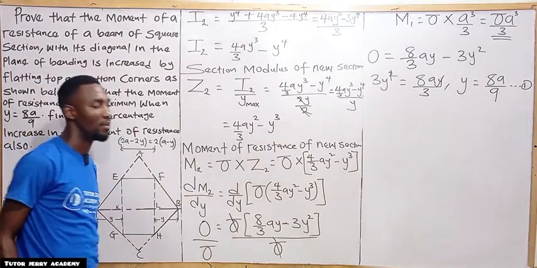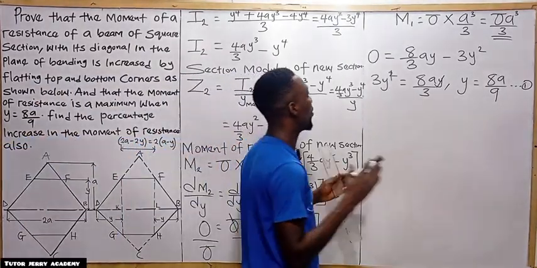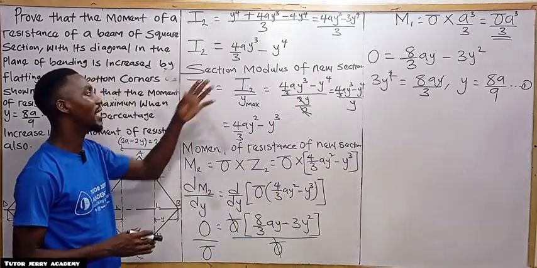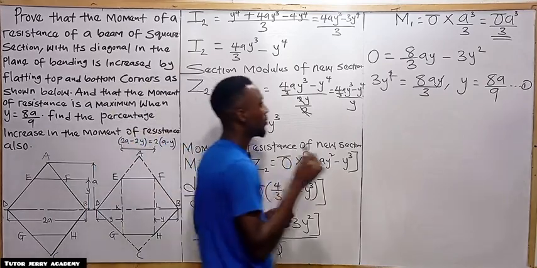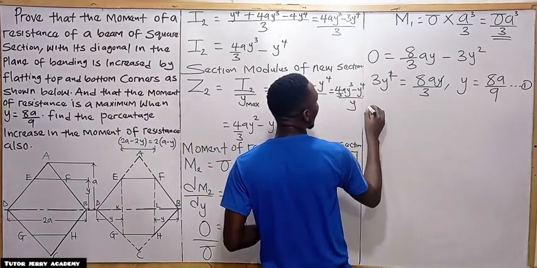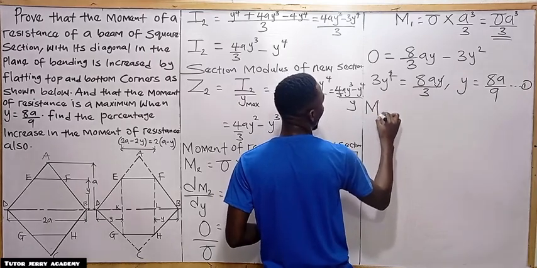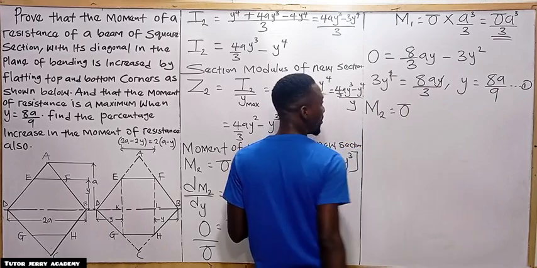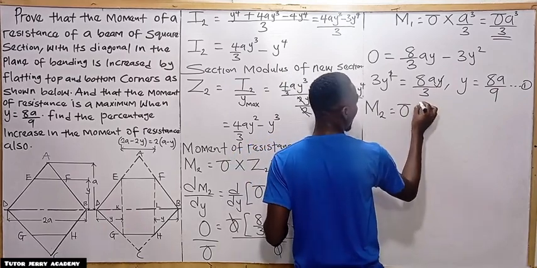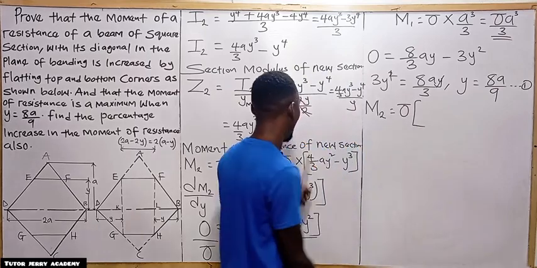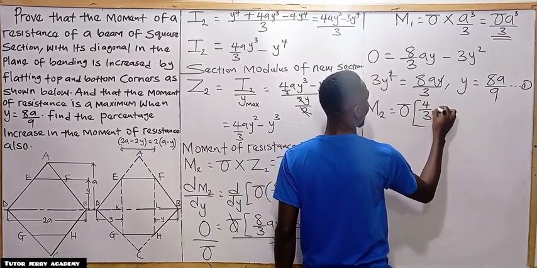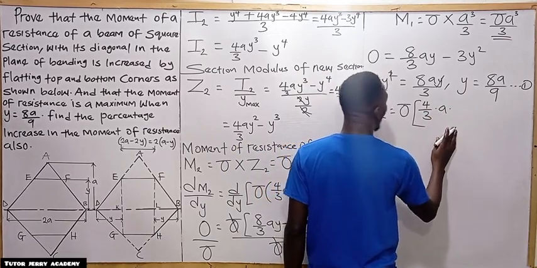Maybe it is maximum. All right. So we want to compare maybe M2. The meaning of that is we want to compare whether M2 will be greater than M1. All right. So here we are going to have M2 equals stress into 4 over 3 multiplied by a multiplied by y.